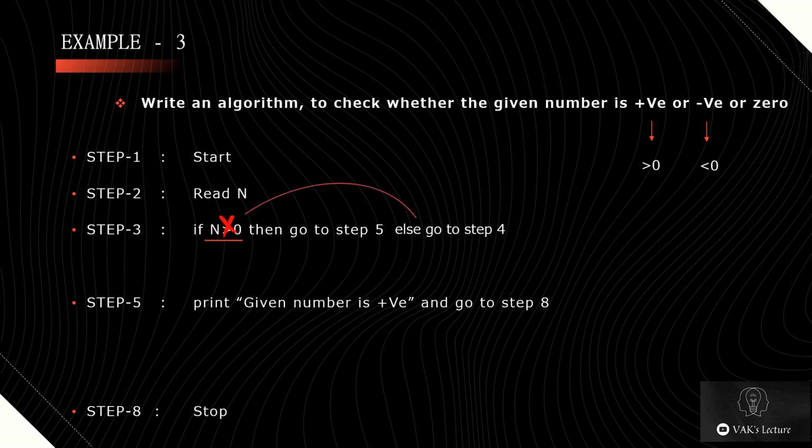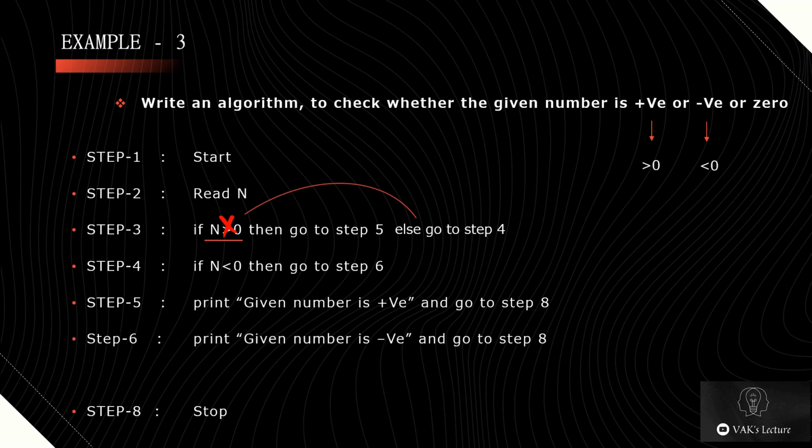If n is not greater than 0, then it will move to the else part. In the else part, it is written go to step 4. In step 4, again we have to check the value of n. If n is less than 0, then go to step 6. In step 6, it is written given number is negative, and then go to step 8. Step 8 means stop the algorithm.